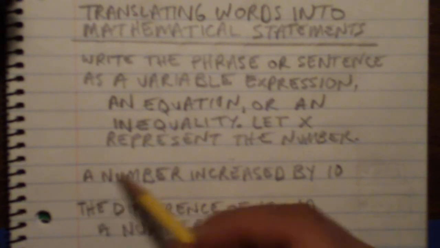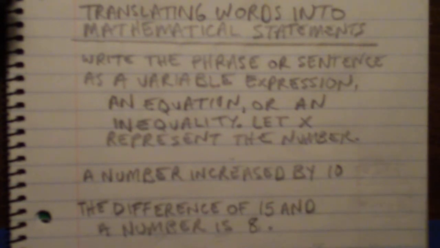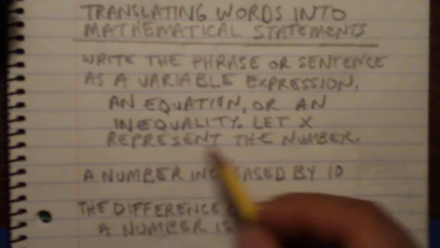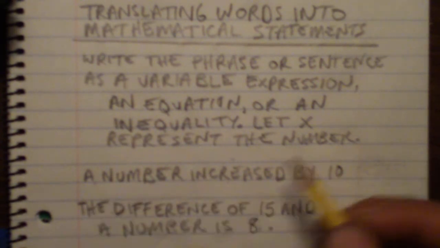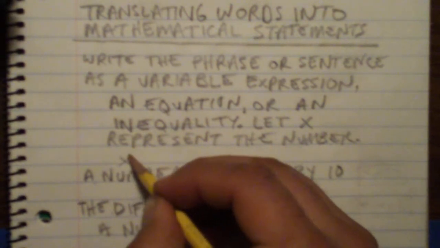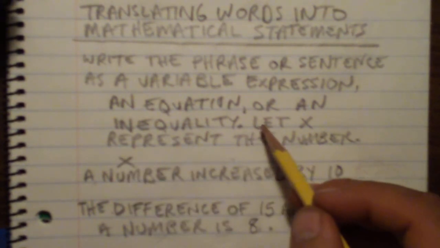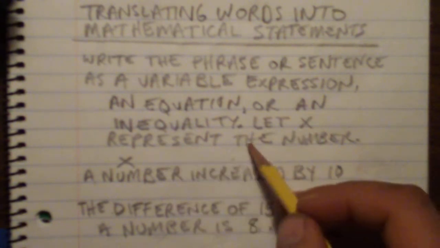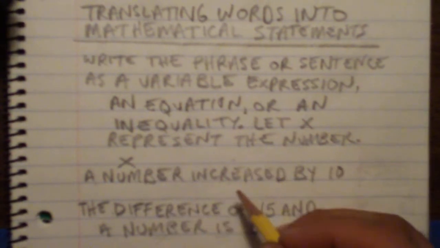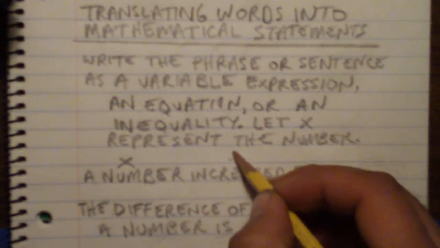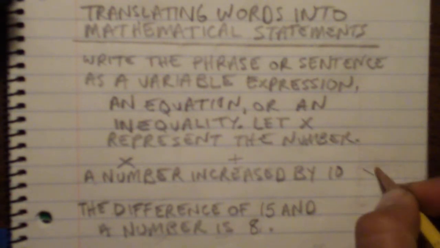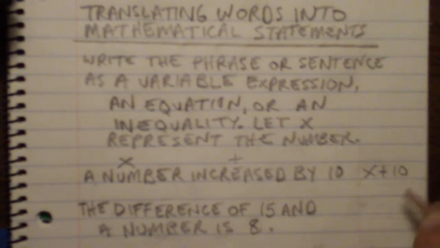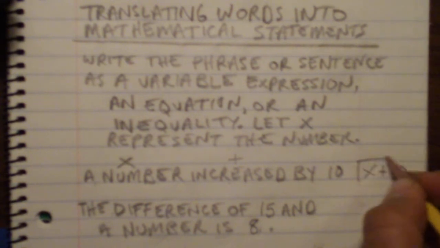Here's the first one. A number increased by 10. Okay, so what you should do is look for things here that are given. What we're given is let x represent the number. And then here's the number, a number, just any number. So we're going to say that's x. Why are we going to say that number is x? Because they're saying let x represent the number. So that's this part right here. Increased, we'll use the plus sign because that's increased by 10. Okay, so this is going to translate to x plus 10. Just like that. And that's all we're doing.